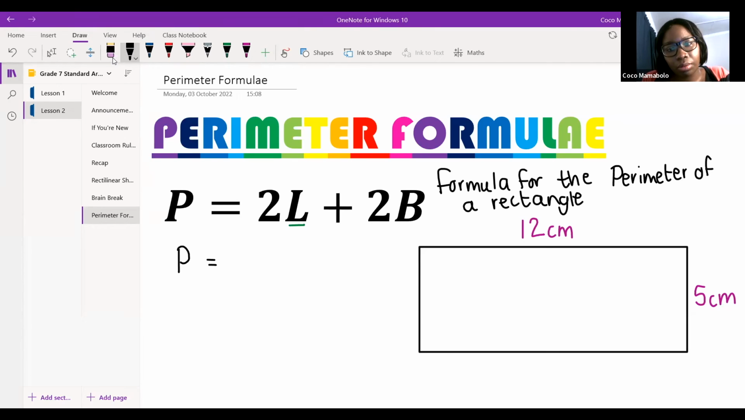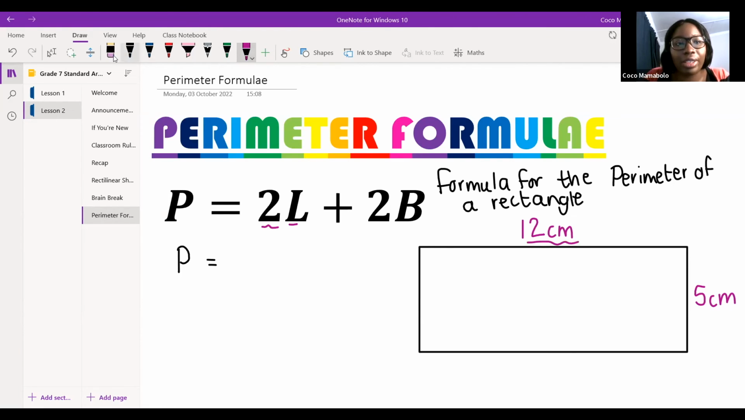12 plus 12, which is 24. Good. Remember, we need to use the formula, my sweetie. So the formula says take 2 and multiply it by the length. Which one is my length? It's 12, ma'am. Good, 12.